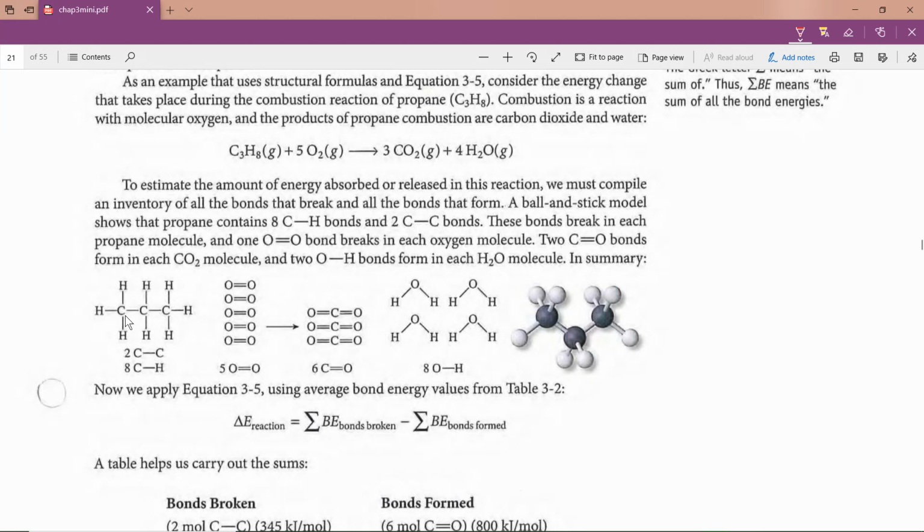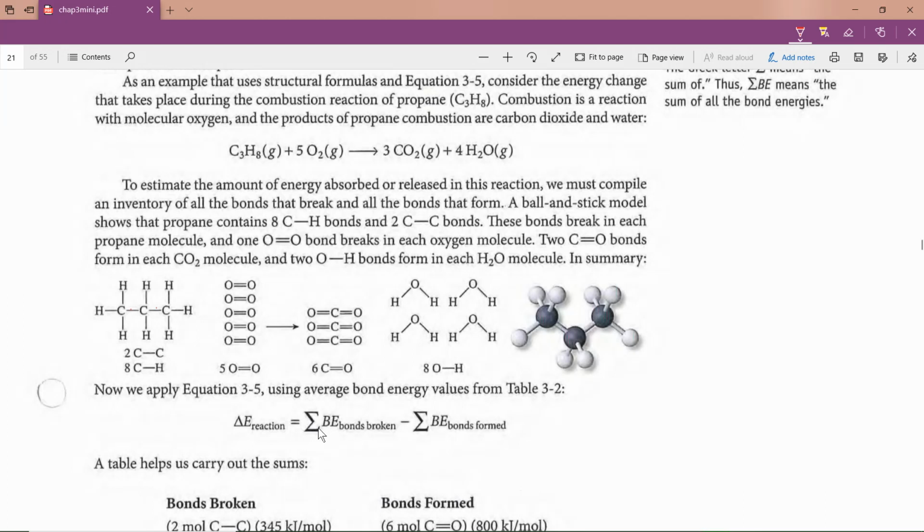So I got propane here. I got one carbon-carbon bond, another carbon-carbon bond. So I got two carbon-carbon bonds, and I got 1, 2, 3, 4, 5, 6, 7, 8 carbon-hydrogen bonds. Okay. So I'm going to add the energy associated with a carbon-carbon single bond 2 times, a carbon-hydrogen bond taken 8 times. So that's going to be part of the bonds to be broken.